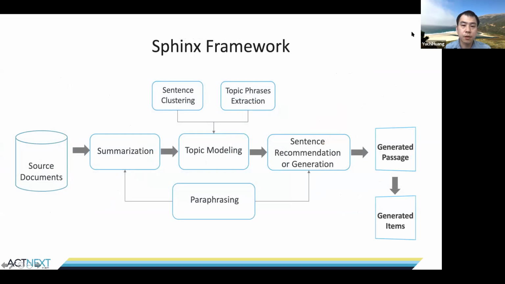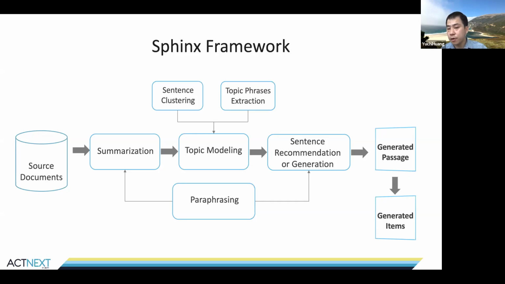So this is the bird's eye view flow map of the Sphinx framework. At first, we have a lot of source documents, hundreds of thousands of them, and we do summarization. Then by machine learning, we can do topic modeling. Topic modeling here means sentence clustering. We cluster all the sentences in our archive into small clusters according to their topics. And we extract topic phrases to showcase to the users so they can select their favorite sentence to start an article, or to select a sentence to continue the composition of the article.